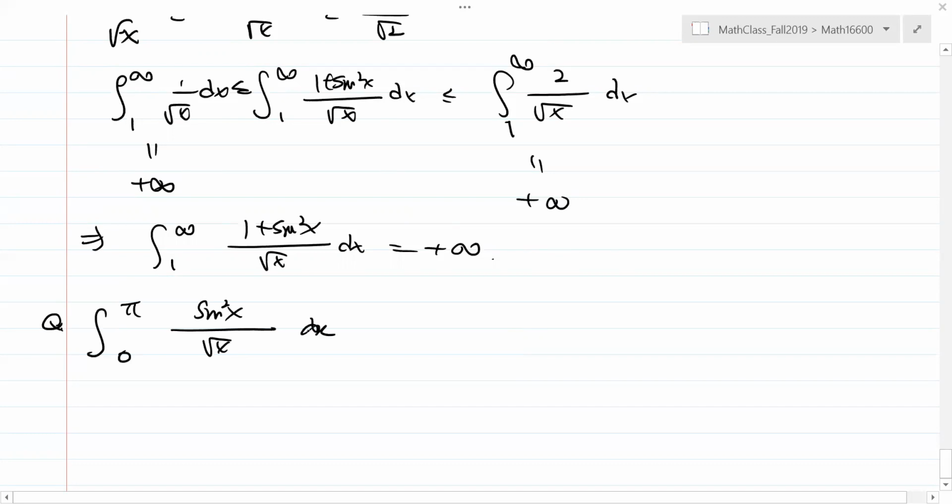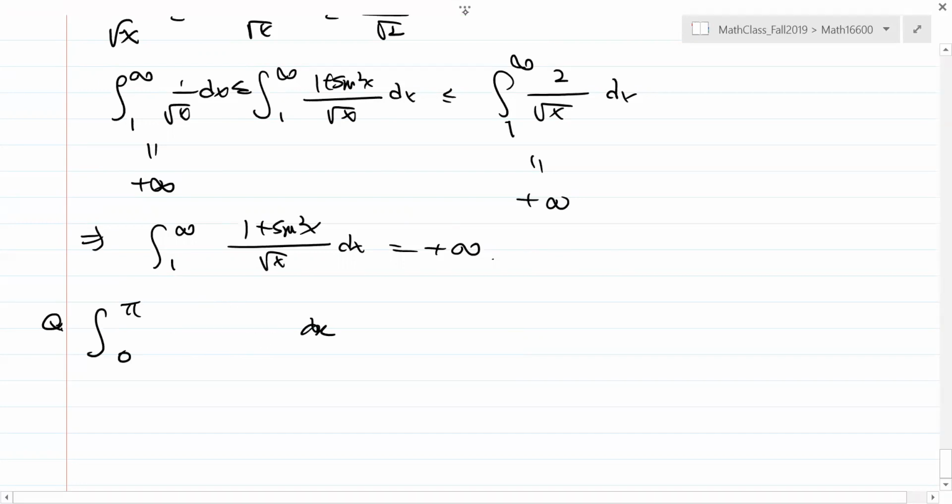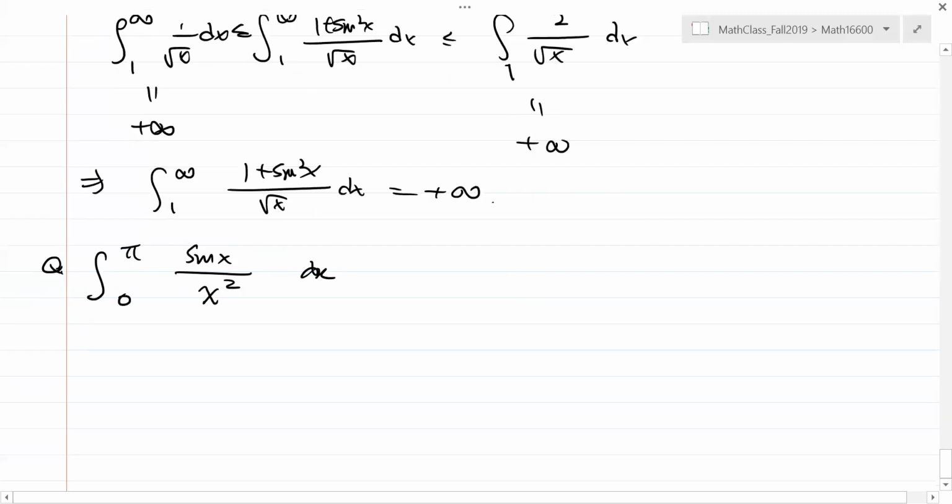Then this one. I'm going to change it a little bit. Yes, sine x is always positive. So let's say the integral of sine x over x squared. That's two problems. Is it convergent or divergent?